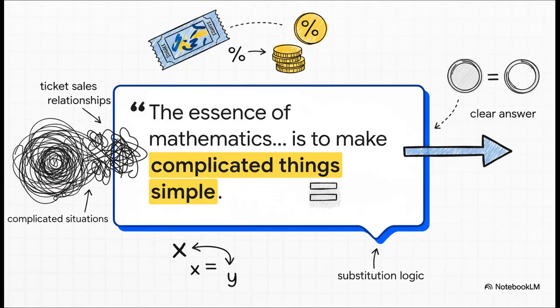You know, there's this great quote that says, "The essence of mathematics is not to make simple things complicated, but to make complicated things simple." And that's exactly what we did, right? We took this messy-sounding situation with tickets and prices, and we used a simple, logical tool to make it all make sense and find a clear answer.